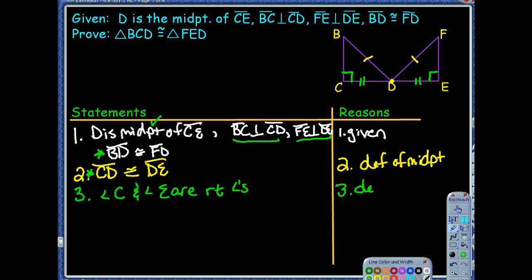The reason I'm liking this idea so far is because what I'm seeing now is I have two triangles that are actually right triangles. I see that their hypotenuses are congruent and a pair of their legs are congruent.